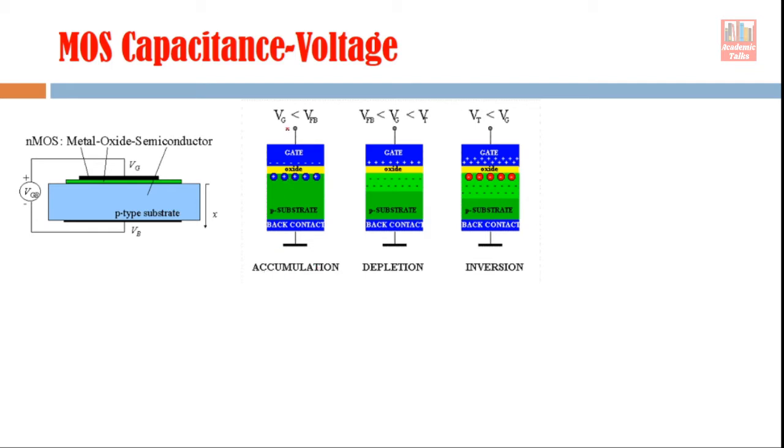Now if we keep on increasing this gate voltage, in the beginning we were assuming that it is negative or less than the flat band voltage, but now let's assume that this gate voltage is more than the flat band voltage.